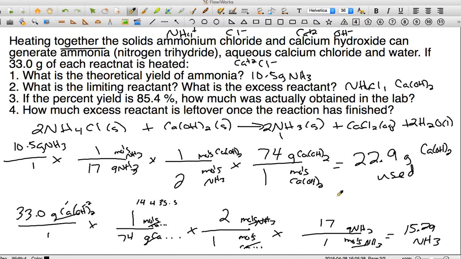So if we started with 33 and we used 22.9, okay, because we started with the 33, we can subtract the 22.9 to figure out what was left over, and I'll go right here, 10.1 grams of Ca(OH)2 was left over unreacted.